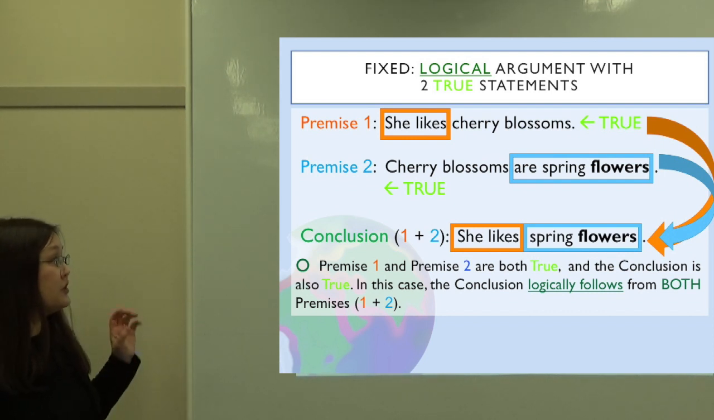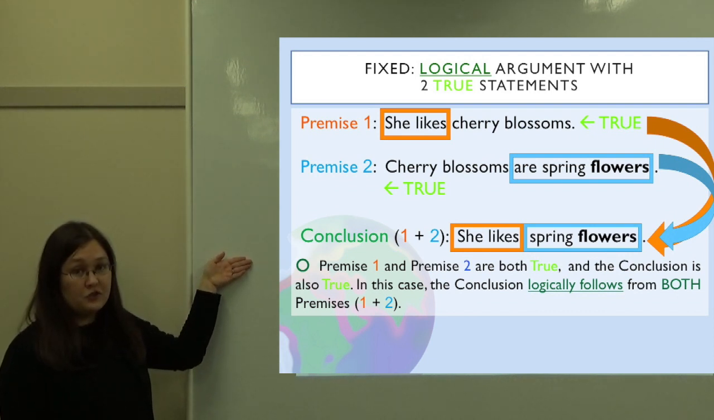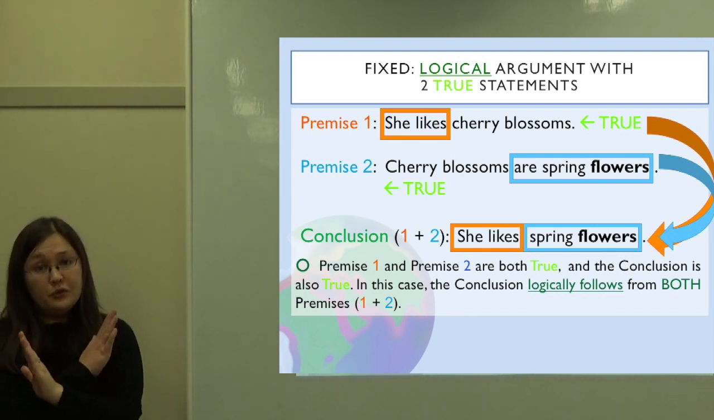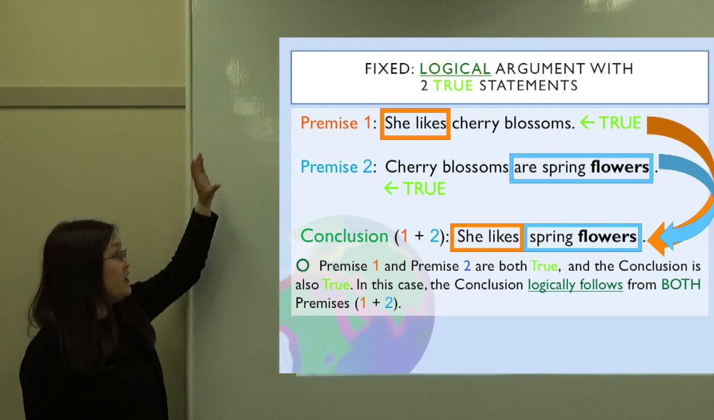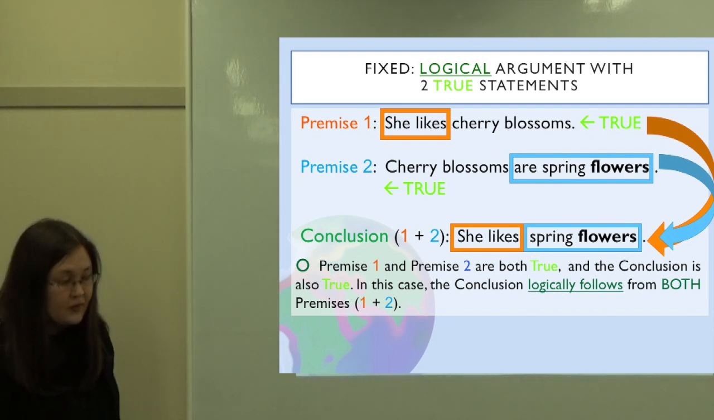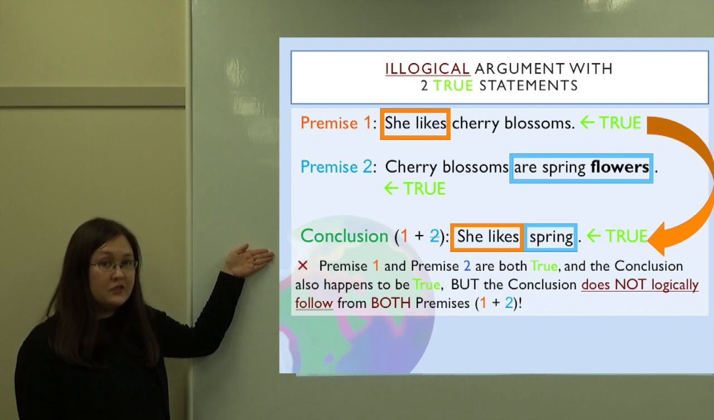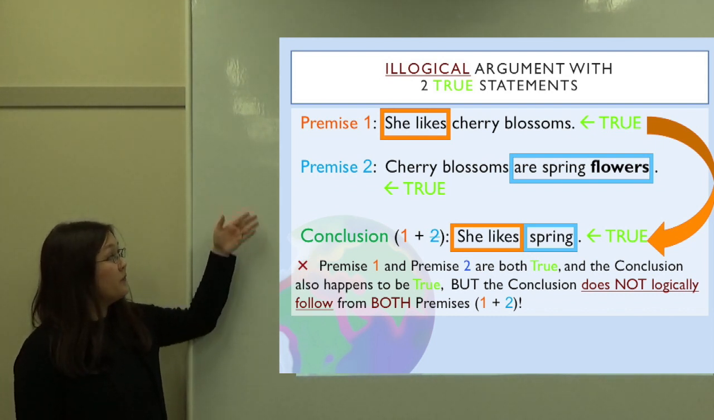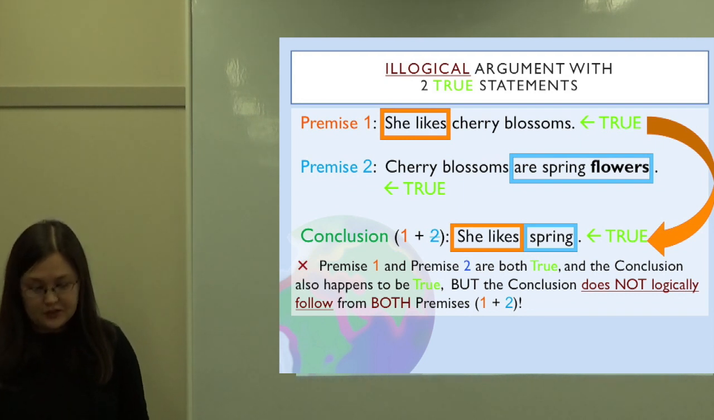We want to make sure always all of the information from 1 and 2 goes into the conclusion. Also, no new information in the conclusion. If information was not here and not here, it cannot go into the conclusion. So here, does she like spring as a season? Maybe she likes fall. Maybe she likes winter. That information is not here, so we cannot put spring into the conclusion.